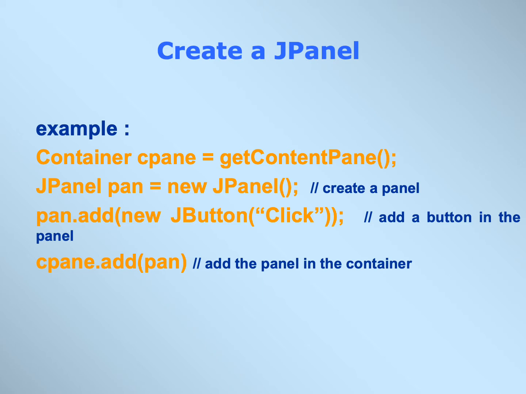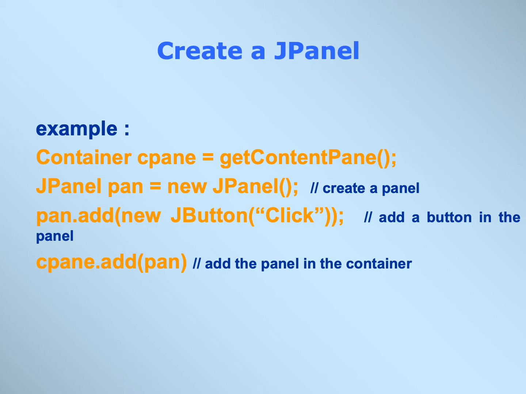Creating a JPanel. Let's look at this example. So we have our container cPane equal to getContentPane. So we have our content pane on our JFrame at this point. Then we create a panel. JPanel pan equal to new JPanel.